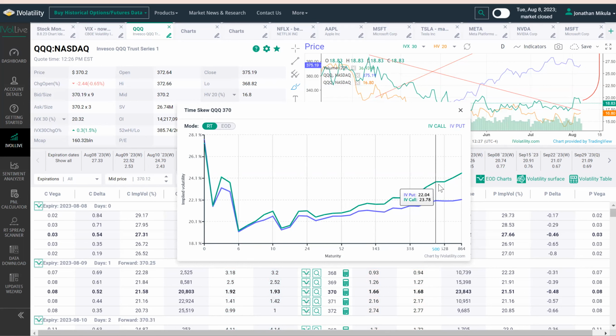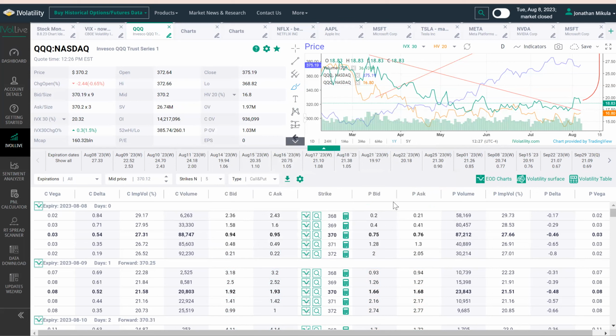You can also look for discrepancies between calls and puts. For QQQ, it's pretty tight, and it normally is. But when you're looking at individual names, you can find some interesting discrepancies here. So that's another chart available to you within this view.